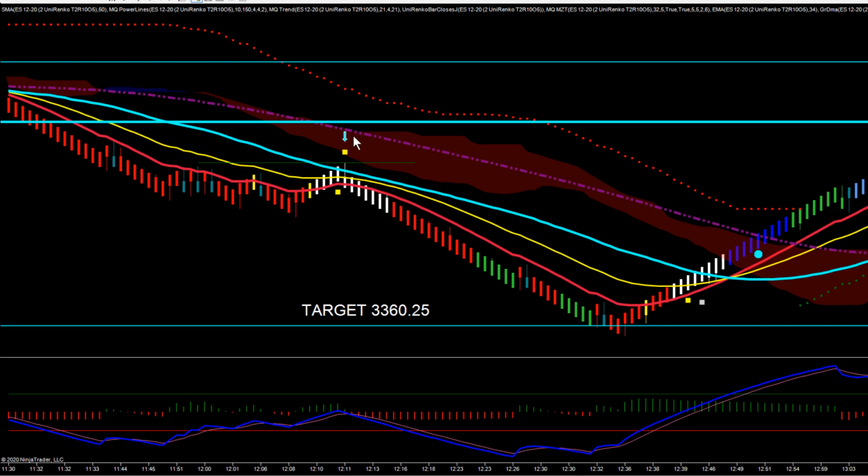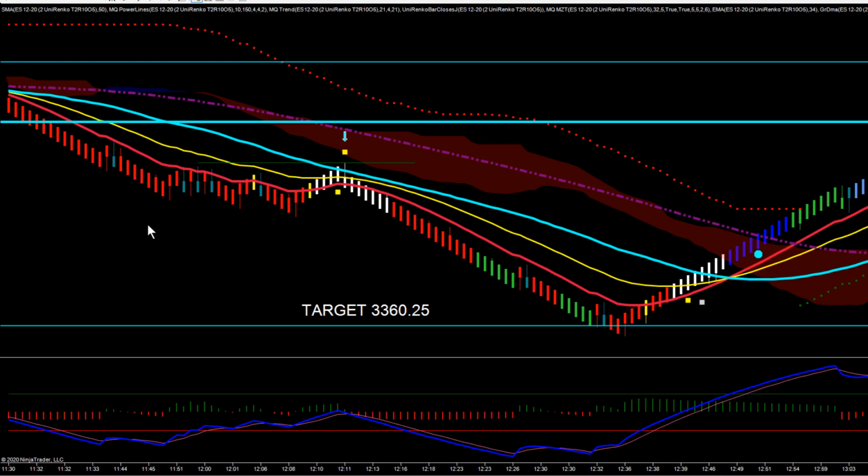Right here you can see that we painted a cyan line, which is indicating that the slow line on MQ momentum was making a zero touch reset, giving us plenty of room for momentum to accelerate our trade back to the downside in our direction. Our target was 33.60 and a quarter, so we were trading to the target.